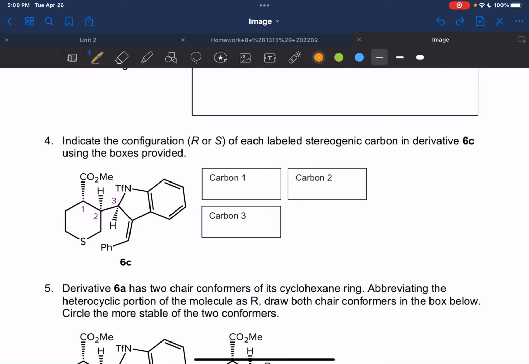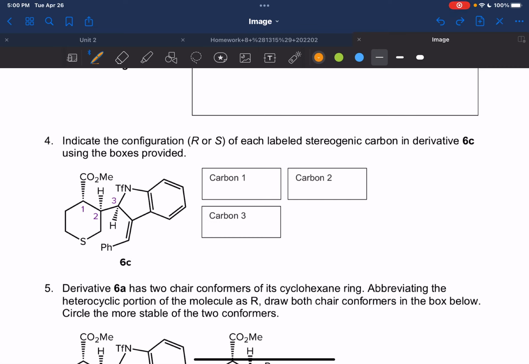Okay, we are looking at question 4 from part 1 of exam 2, and this question tasks us with finding the configuration of each labeled carbon. R and S configurations can be determined by ranking the atoms or groups attached to each tetrahedral carbon by importance or atomic size, and then rotating the molecule so that the least important group is behind, and then assessing whether the levels of importance go counterclockwise or normally clockwise to create an R or S configuration.